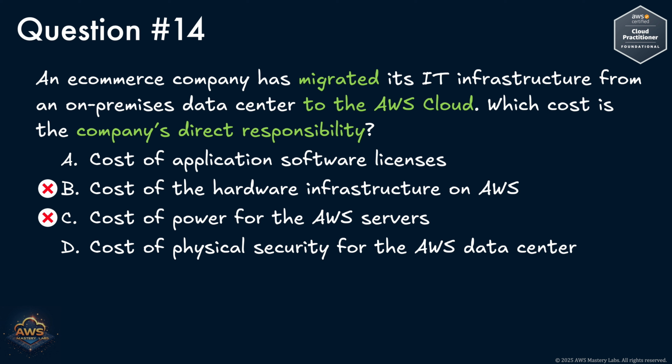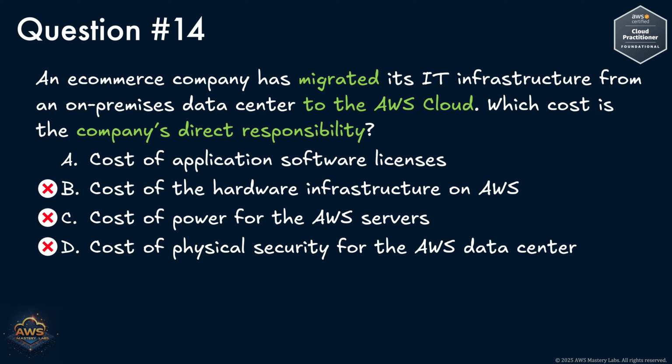Option C, cost of power for the AWS servers. Powering and cooling the data centers is a utility cost entirely managed by AWS. These operational details are invisible to the customer, and the company is never billed for energy consumption specifically. That burden is part of AWS's responsibility to keep its facilities running efficiently. Incorrect, because power costs for AWS servers are included in AWS's operational scope, not the customer's.